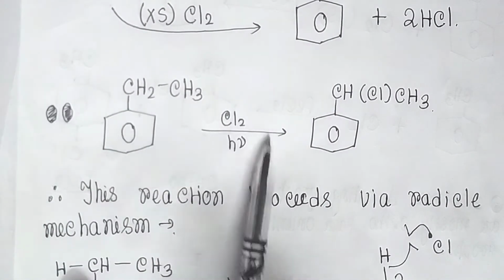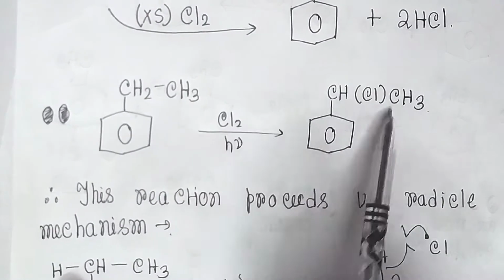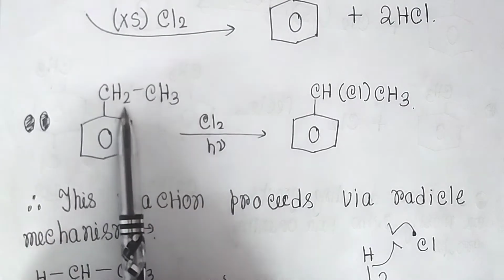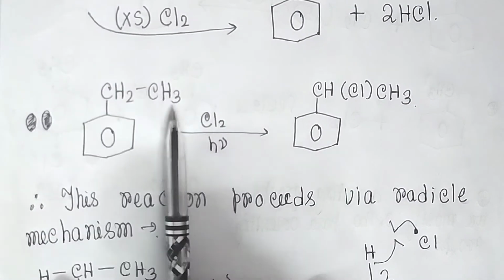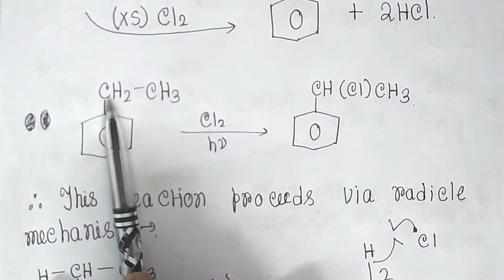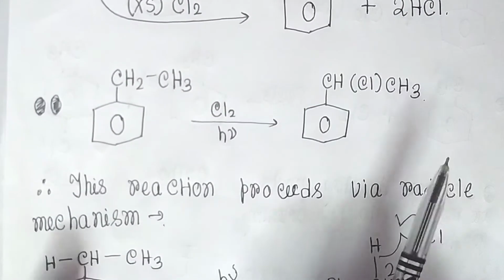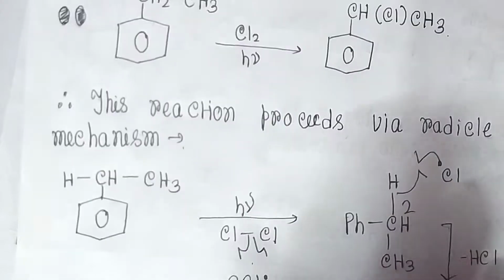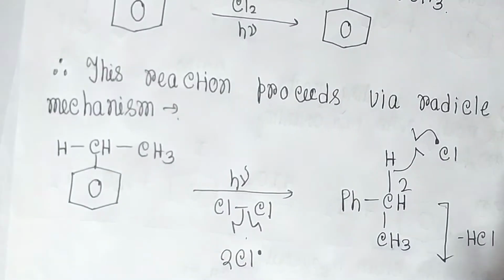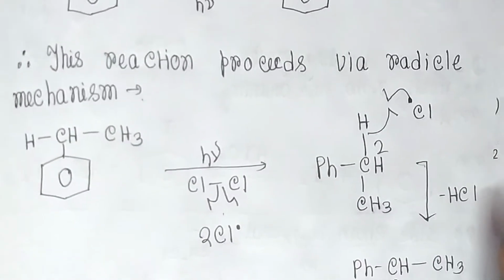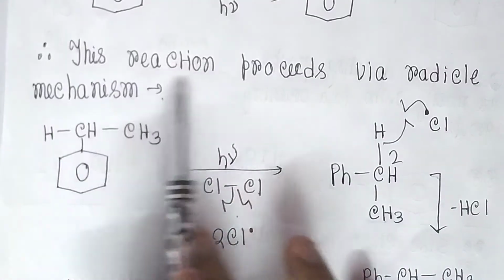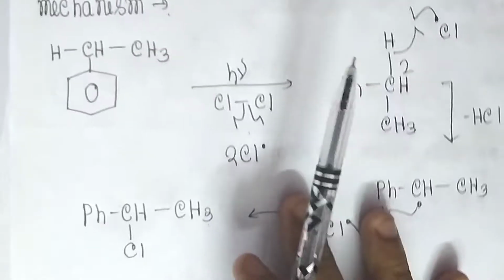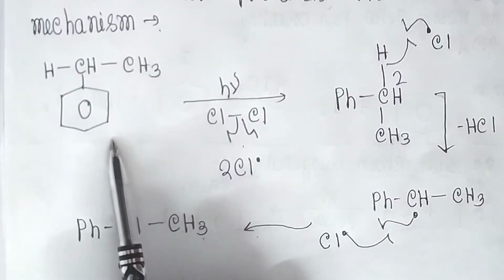Now, if you use chlorine and hv, the middle hydrogen would get substituted. The hydrogen of CH2 would get substituted, not the terminal one. The internal one would get substituted. So let's see what the mechanism was. With the help of these two examples, we are pretty much sure that this reaction proceeds via the radical mechanism. Let's see. So this is the reactant.